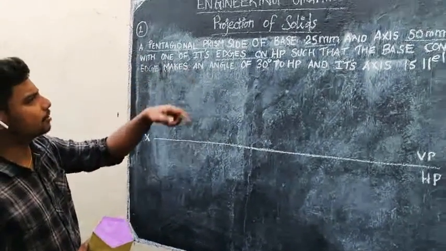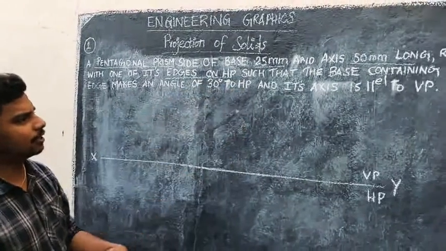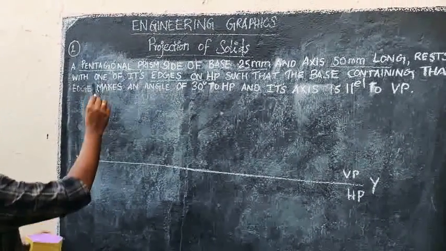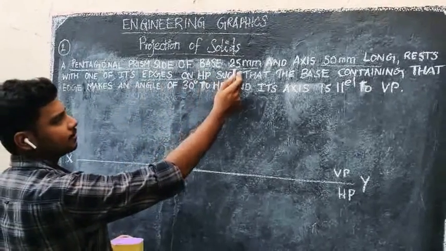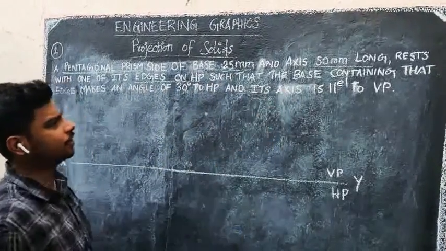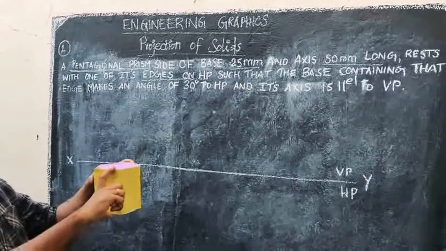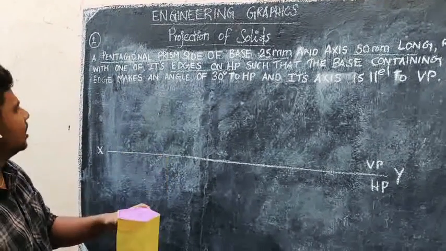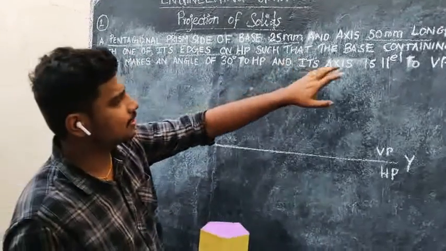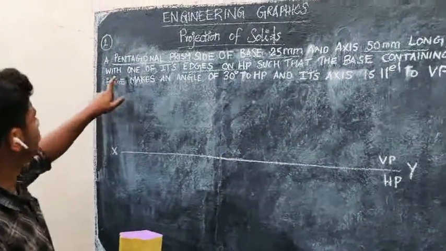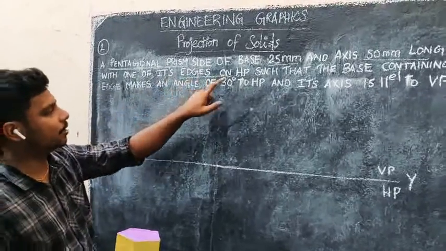A pentagonal prism of side of base 25 mm and axis 50 mm. So here the solid is a pentagonal prism, which has a side of base of 25 mm and the axis is 50 mm long. So the height of the prism will be 50 mm and the side will be 25 mm. So we need to know what the resting position is here. It rests with one of its edges on HP.